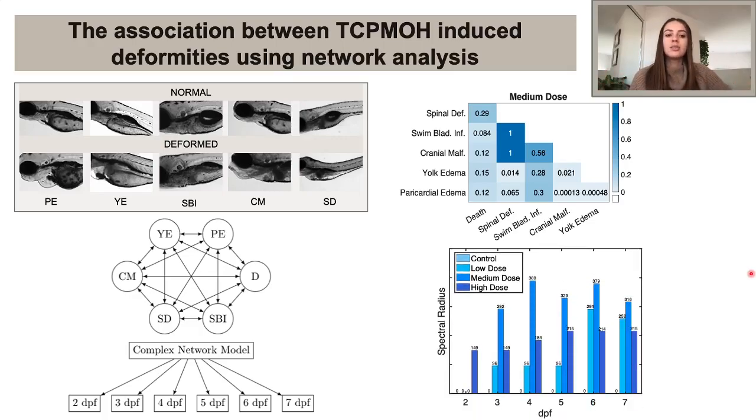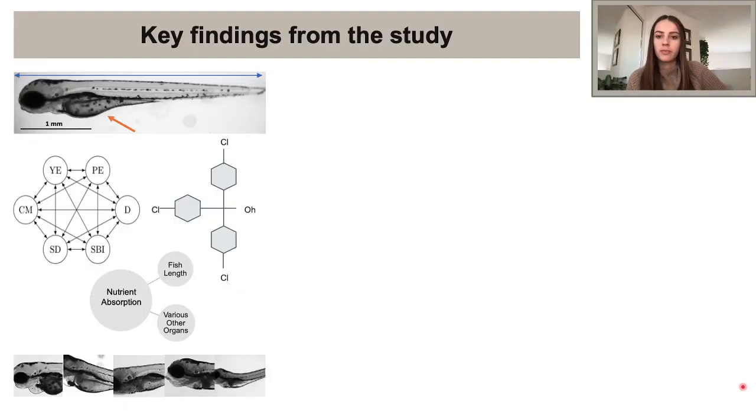Node importance analysis was done using spectral decomposition analysis, and the spectral radius for each network is shown here on the screen. You can see that TCPMOH exposed samples had an increase in spectral radius, or an increase in the association between the deformities. And in the control group, the network didn't identify any node importance or deformity presentation because controls did not experience developmental deformities.